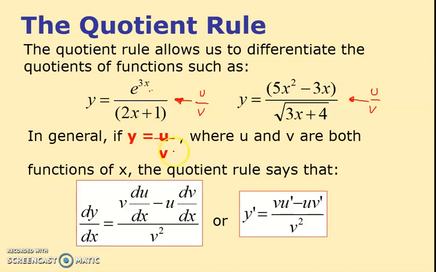And this is the rule. Now this line's moved, I don't know why, there's the line. So if y equals u divided by v, then dy by dx is v du by dx minus u dv by dx, all over v squared. We'll put it a different way. Sometimes we write it with dashes instead because it's quicker. So rather than writing du by dx, we just write u dash, and you should have seen this notation before to mean differentiated. So notice y dash, or dy by dx, is v u dash minus u v dash, all over v squared.